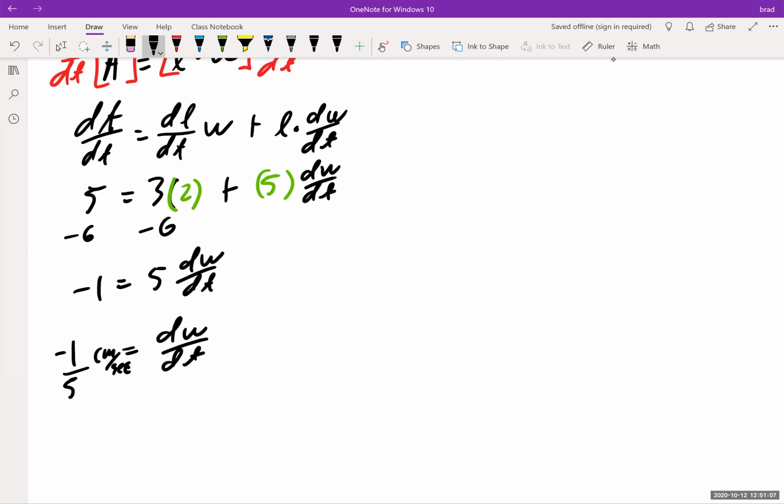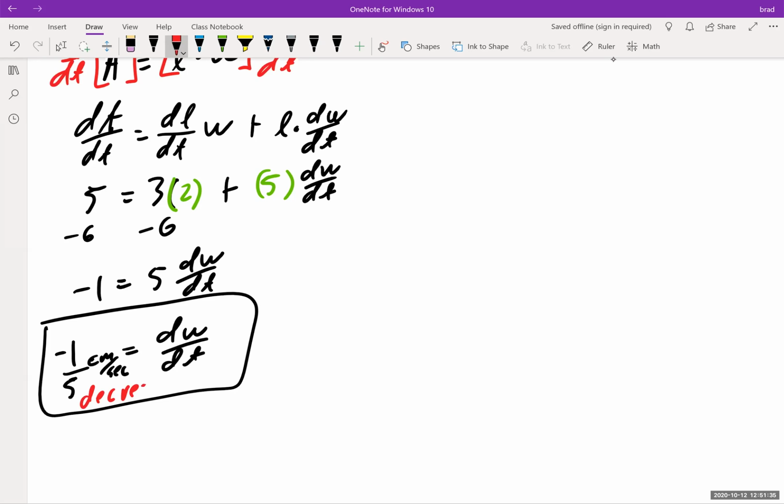So the width at this moment in time is getting smaller by 1/5 centimeter per second. So this would be our answer. We solved for dW/dt, and based on this problem, we now know how fast the width is changing as the length is changing and the area is changing. This means it is decreasing because it's negative. All we did was say that, based on this moment in time of this problem that was set up, I can now tell you that at this moment, that's the rate of change of the width. Okay, let's look at another one.